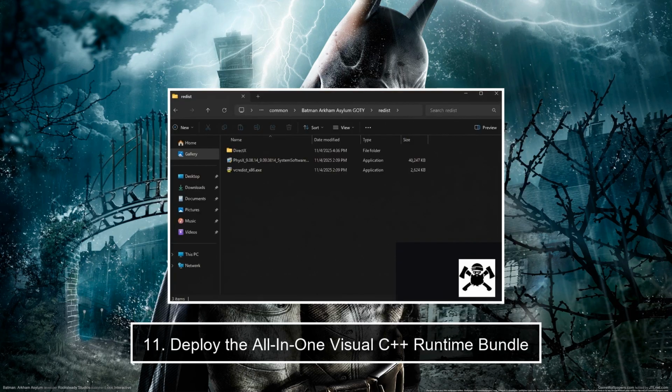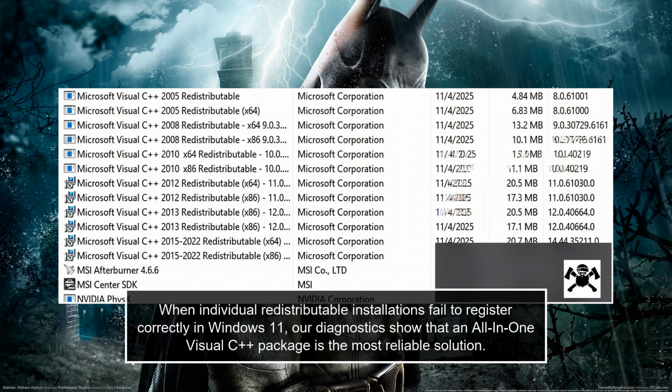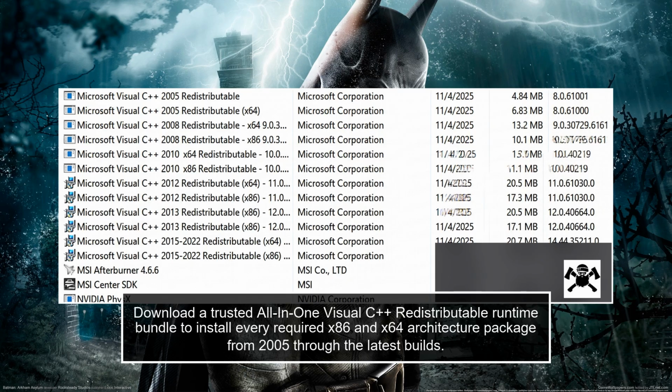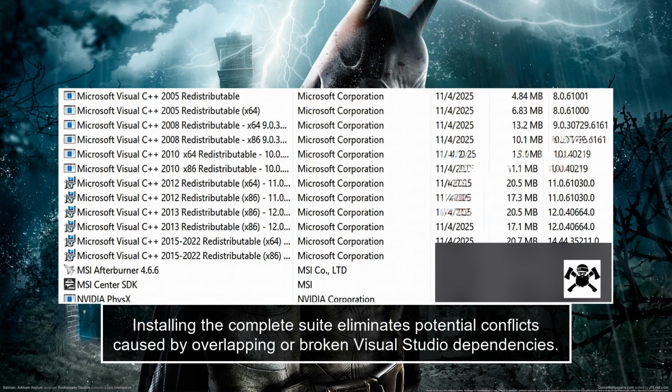11. Deploy the all-in-one Visual C++ Runtime Bundle. When individual redistributable installations fail to register correctly in Windows 11, our diagnostics show that an all-in-one Visual C++ package is the most reliable solution. Download a trusted all-in-one Visual C++ Redistributable Runtime Bundle to install every required x86 and x64 architecture package from 2005 through the latest builds. Installing the complete suite eliminates potential conflicts caused by overlapping or broken Visual Studio dependencies.